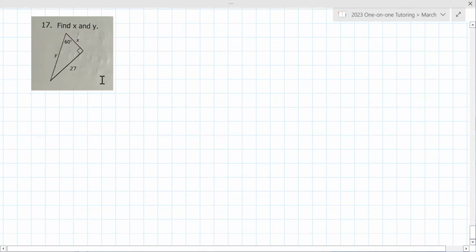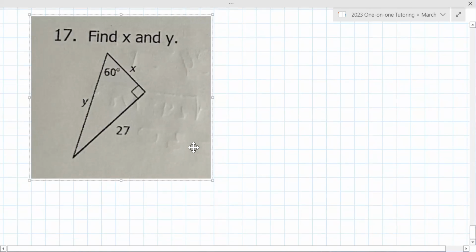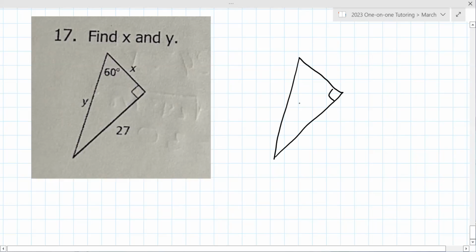All right, number 17. Here, find x and y. So again, what are they actually giving me here? Here's the 30° angle, that's x, 2x for the hypotenuse, and x root 3. So they're giving you, and this is the hardest case, the long leg. So you have to set 27 equal to x root 3.